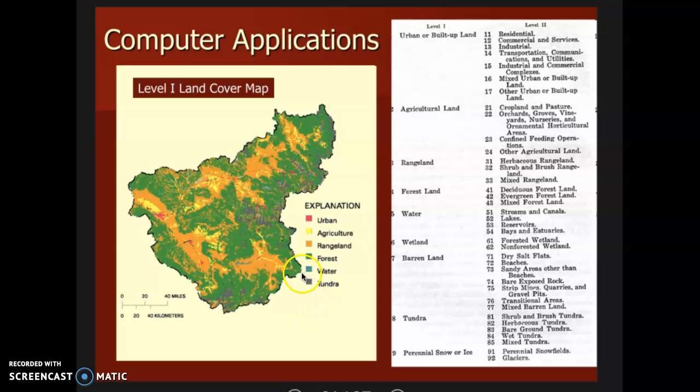So here's a level 1 land cover map done using a computer software package. So you can see red is urban, there's very little urban. Yellow is agriculture. This orange color is rangeland. The green is forest. Blue is water, and there is no tundra. Okay.